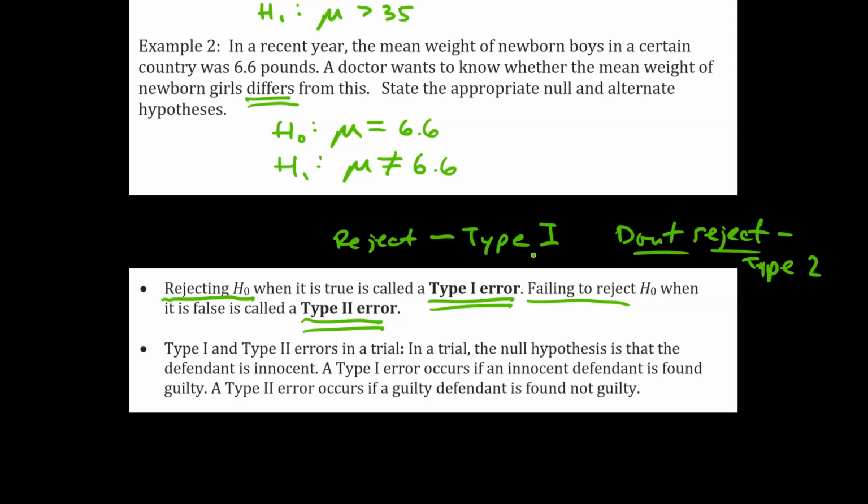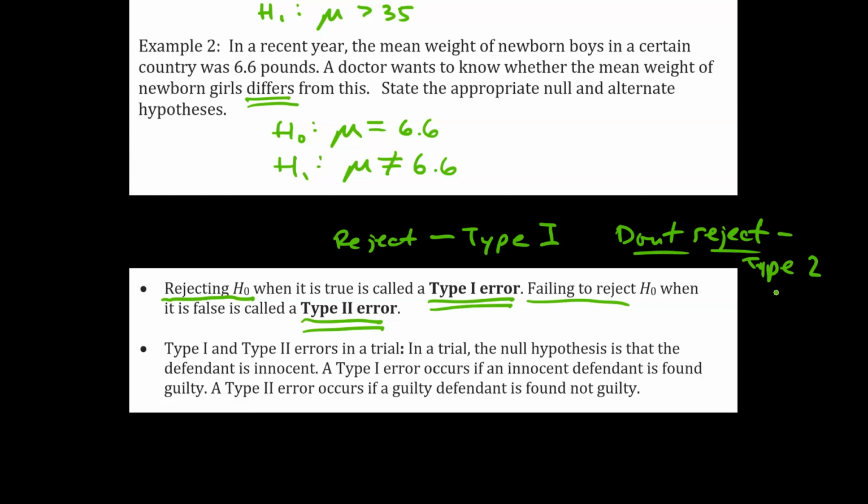So a type 1 error is you reject the null, but remember this is an error, so you shouldn't be. Type 2 error is where you don't reject the null, but remember this is an error, so you should be. So if you reject the null when you shouldn't be, that's type 1. If you don't reject the null when you should be, that's type 2.